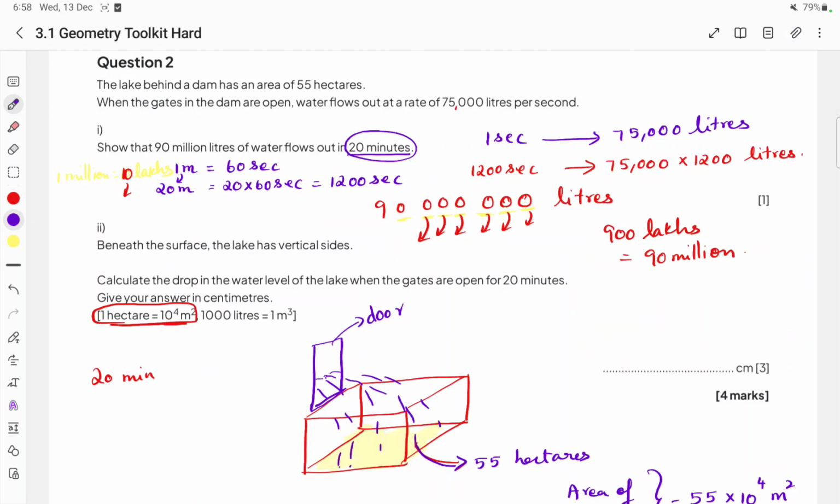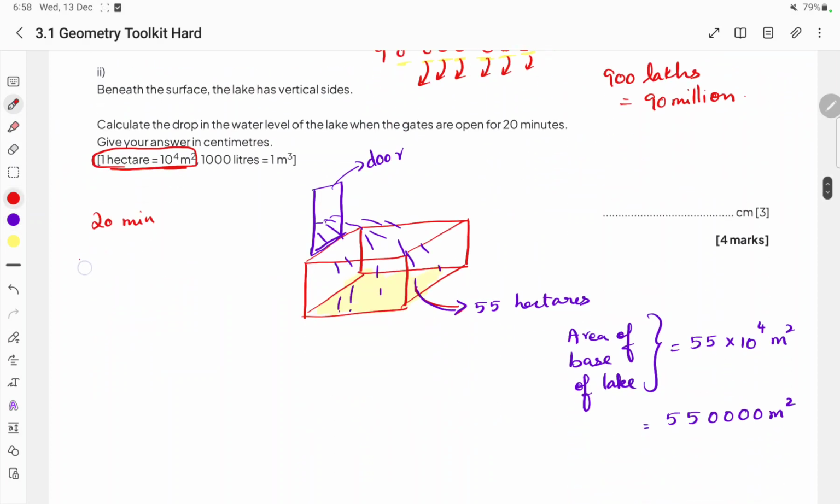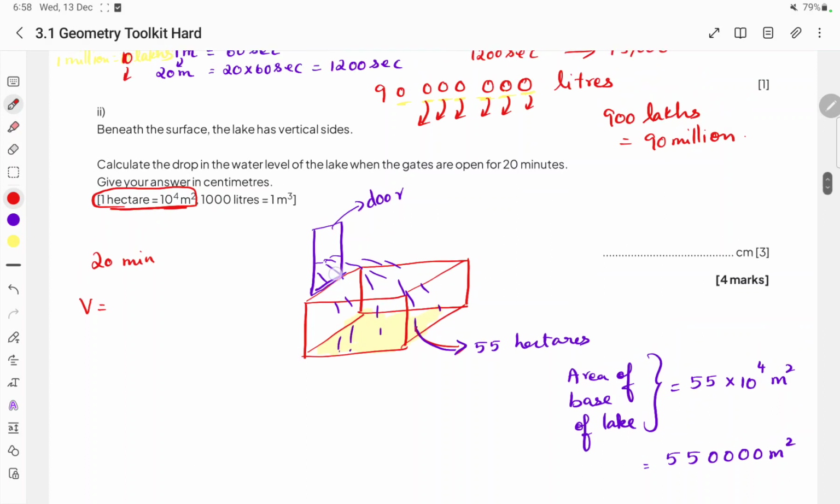See here, if it is open for 20 minutes, in the first part we just found the volume. If it is open for 20 minutes, the volume is what? 90 million. So 90 million is the same as what?